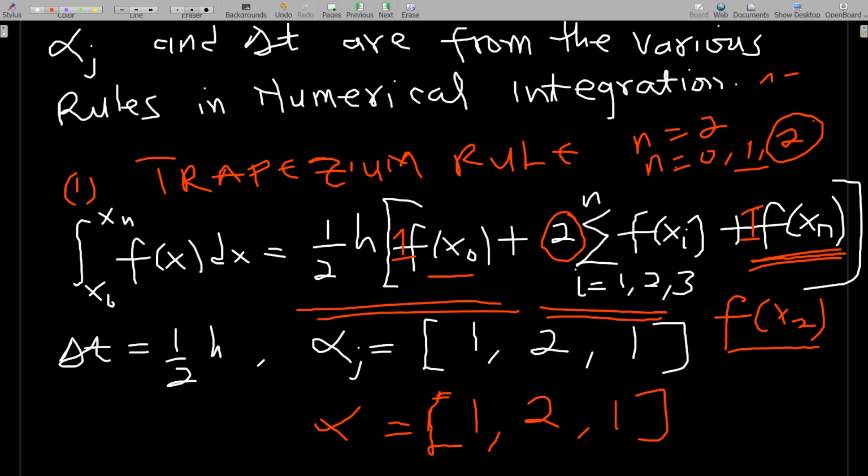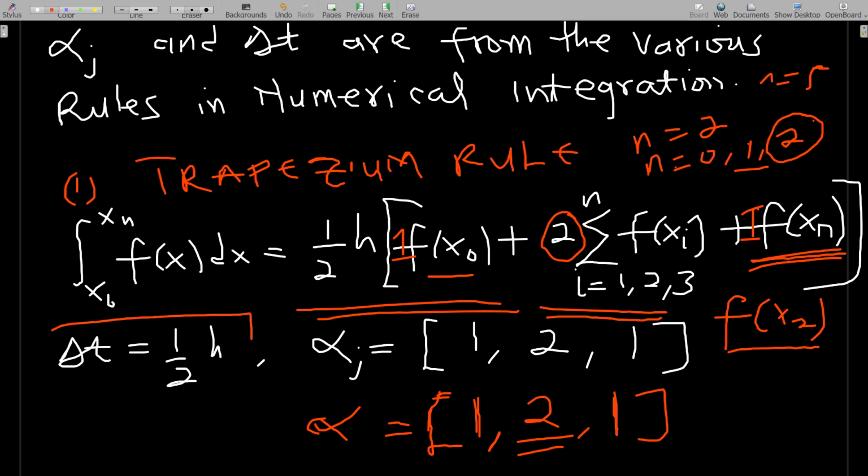So let's say if n is equal to 5, then with the first one, n equals 0, you get the coefficient to be 1. N equals 1, the coefficient is 2. N equals 2, the coefficient is 2. N equals 3, the coefficient is 2. N equals 4, the coefficient is 2. But when n is equal to 5, that is the last one, then the coefficient will be 1. I hope you get it. So the alphas in the trapezium rule are just these. So when you are asked to find the solution to a certain integral equation using numerical quadrature with the trapezium rule, then you know how to find your weights or your alpha j's.